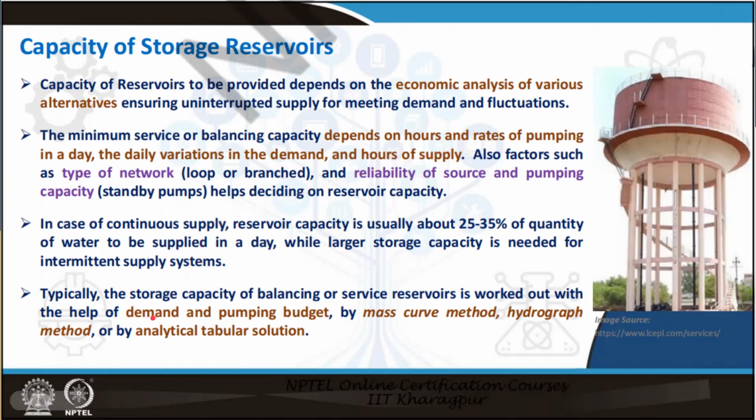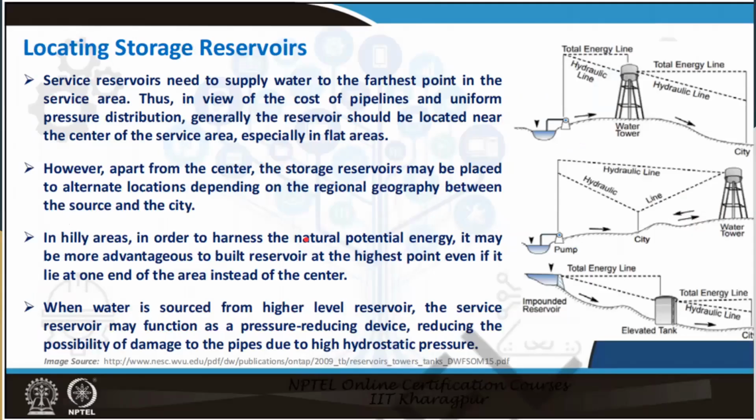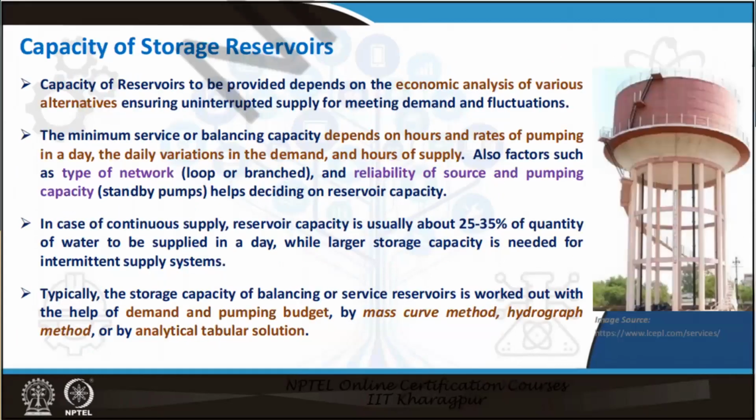So here the answer would be statement 2 and 3. Reservoir capacity is typically larger for systems with intermittent supply, because in continuous supply there is a consistent supply of water, but in an intermittent system we have to store the water, so the reservoir capacity will have to be larger.